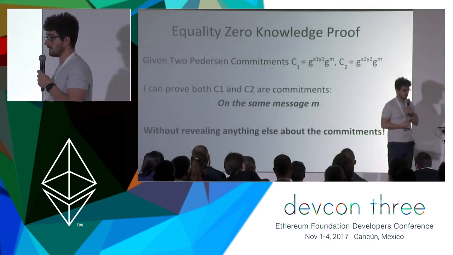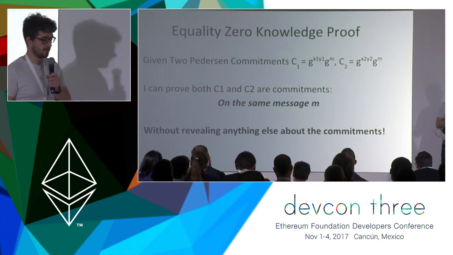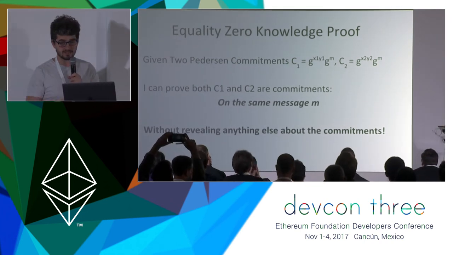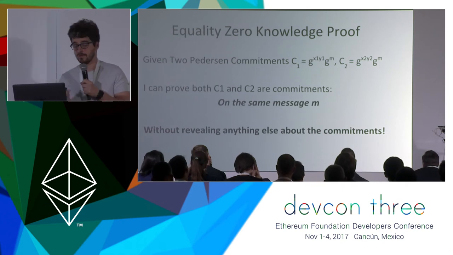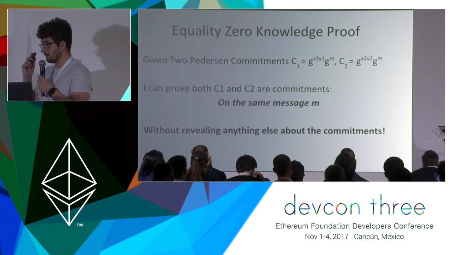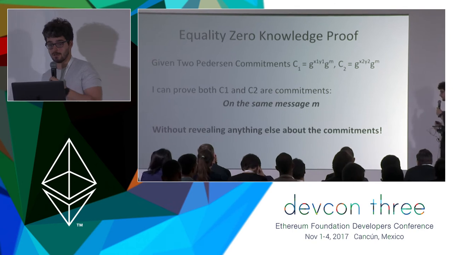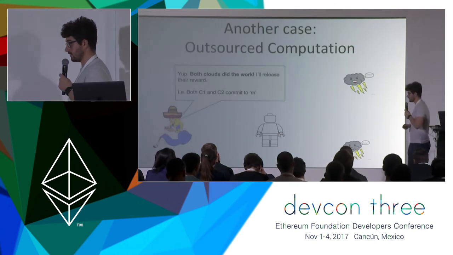And we can do this using an equality zero-knowledge proof. So the idea is that given two Pedersen commitments, I can prove to you that they both commit to the same message without revealing what the message is.